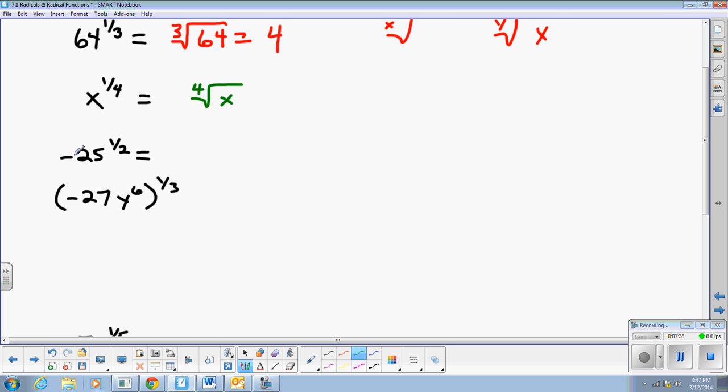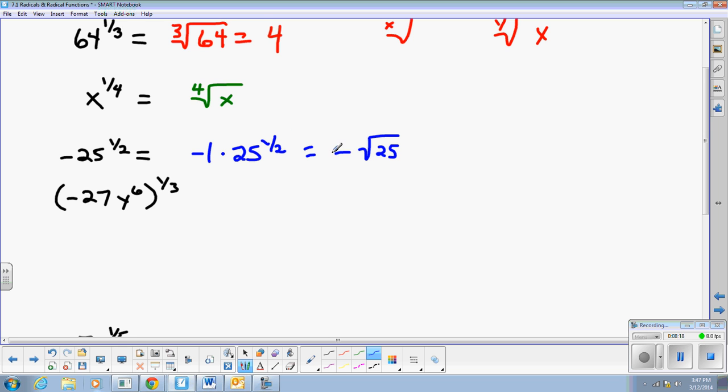Moving on, negative 25 to the 1/2 power. One thing you have to look at here, there are no parentheses. So we need to look at this number this way: that means negative 1 times 25 to the 1/2. The 1/2 does not go to the negative symbol. There are no parentheses, so we have to view this as negative 1 times 25 to the 1/2. So what does that mean for us? It means that is the negative times the square root of 25.